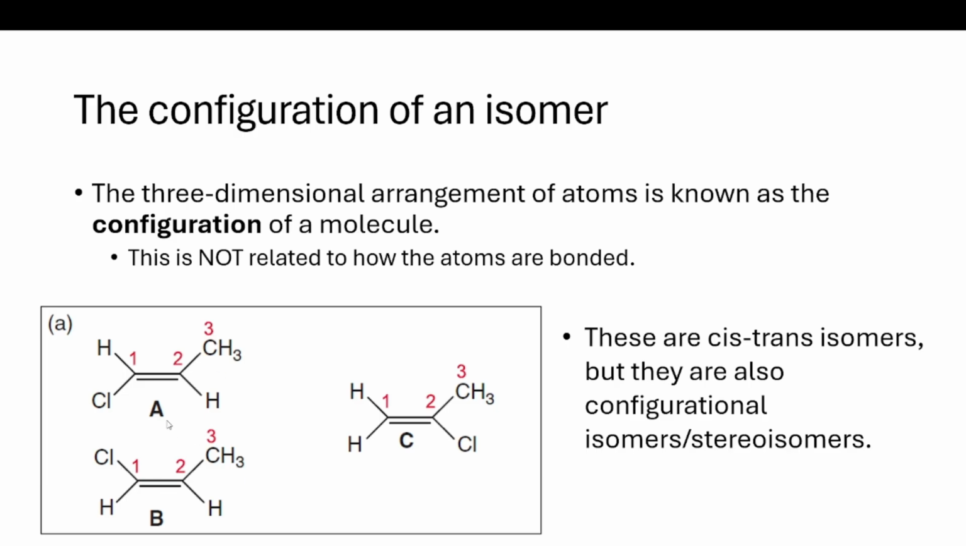In molecule A, the chlorine and methyl group are opposite of each other relative to this carbon-carbon double bond. However, in B, they are on the same side. And so the three-dimensional arrangement of these molecules is different, meaning that we get a configurational isomer. If you see the word conformer in a textbook, that also is an equivalent word for saying a configurational isomer.